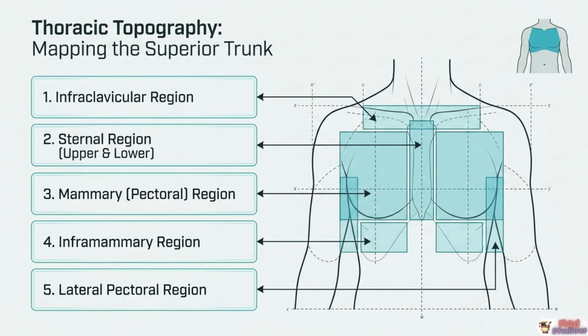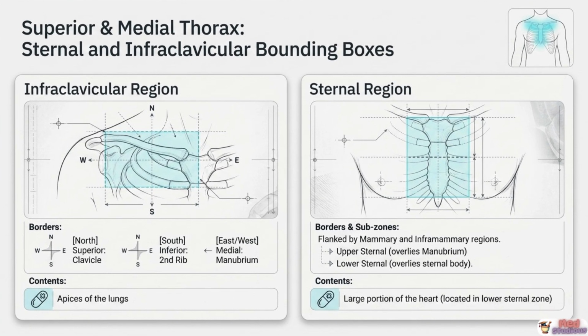These 5 thoracic regions provide the surface map for localizing all chest wall findings, from rib fractures and costochondritis to breast pathology, cardiac auscultation points, and subcutaneous emphysema. Let's zoom in on the two most medially important thoracic regions, the infraclavicular region and the sternal region, and define their precise anatomical boundaries. The infraclavicular region is bounded superiorly at the north by the clavicle itself.